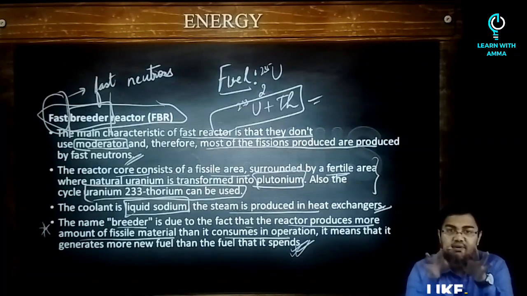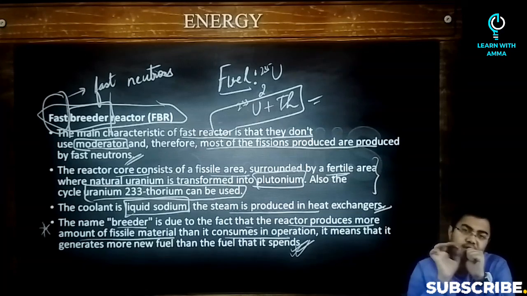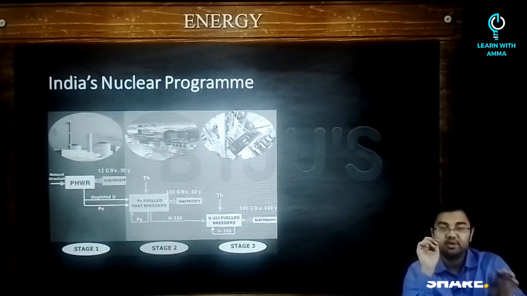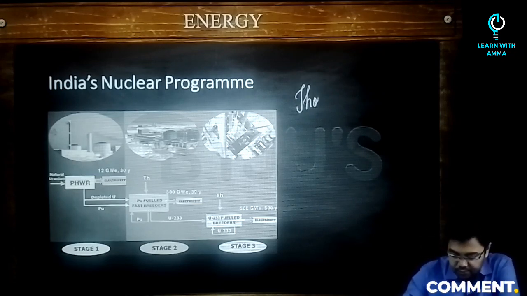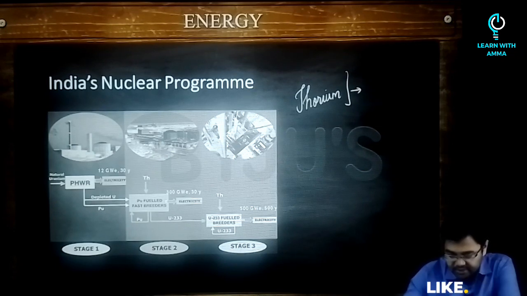So dependent on these only, we have a very unique nuclear program that has been developed in India. What happened in India is that we have a huge amount of thorium. The amount of thorium that is present in India is the second highest in the world, the highest being in Australia.